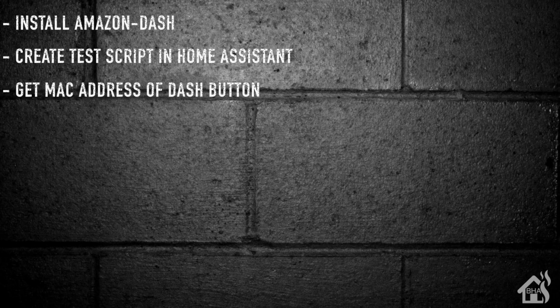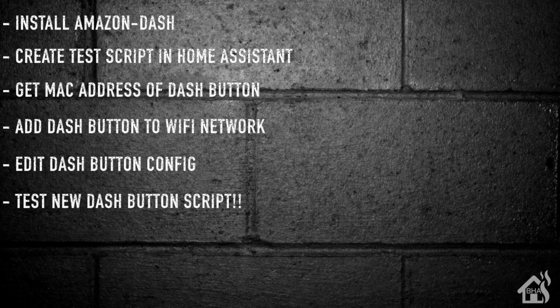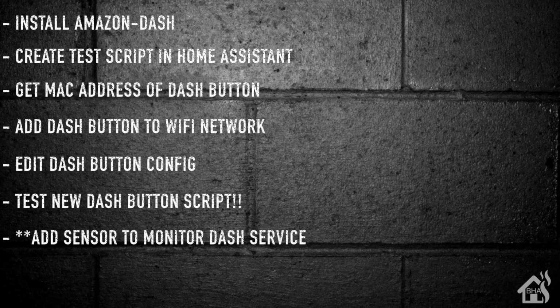After we have the MAC address, we added our Dash button to the local wireless network that we'll be using. Once we got all that done, we edited the Amazon Dash config file. And once we got that done, we tested out that new Dash button script that we set up. And lastly, a couple of extra things. I showed you how to set up a binary sensor to monitor the new Dash service, and I showed you what that looked like in action.